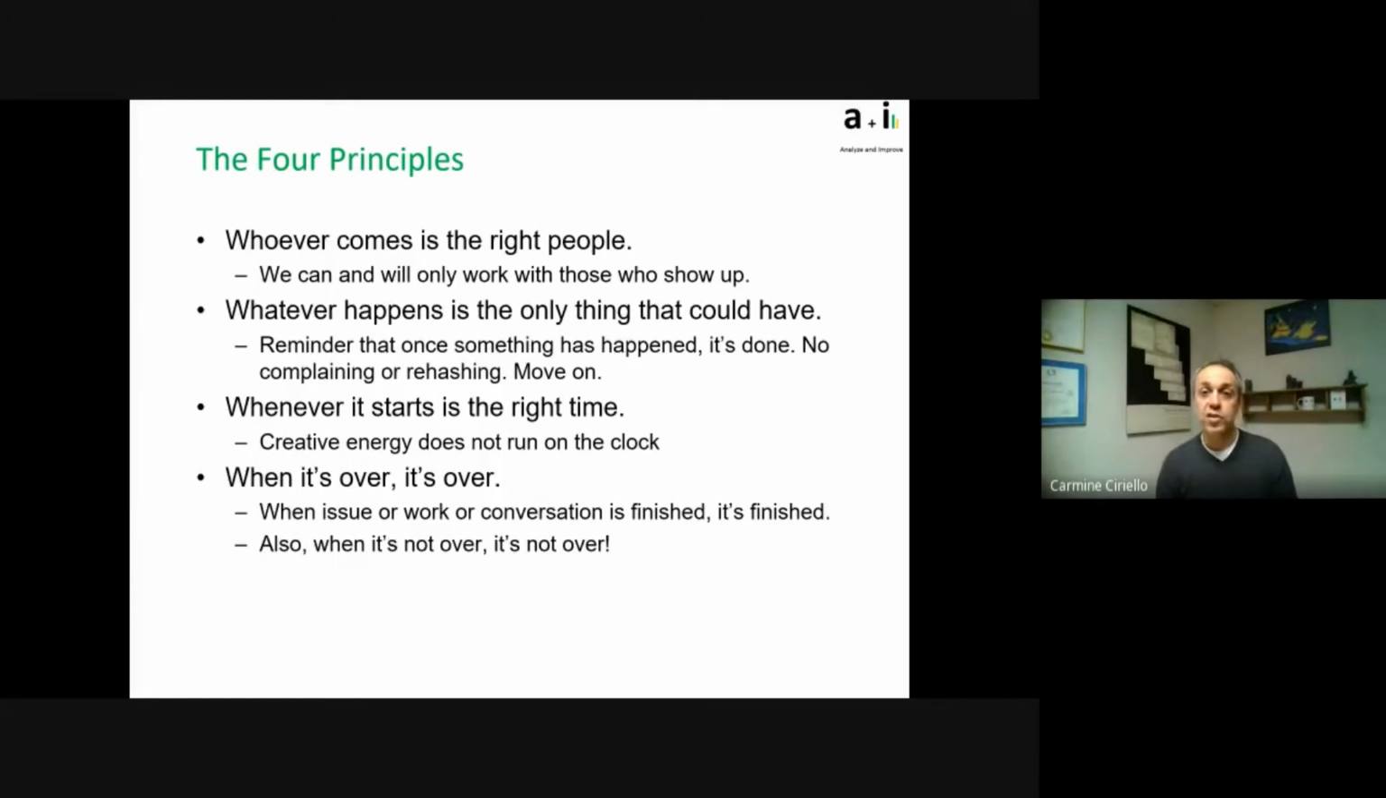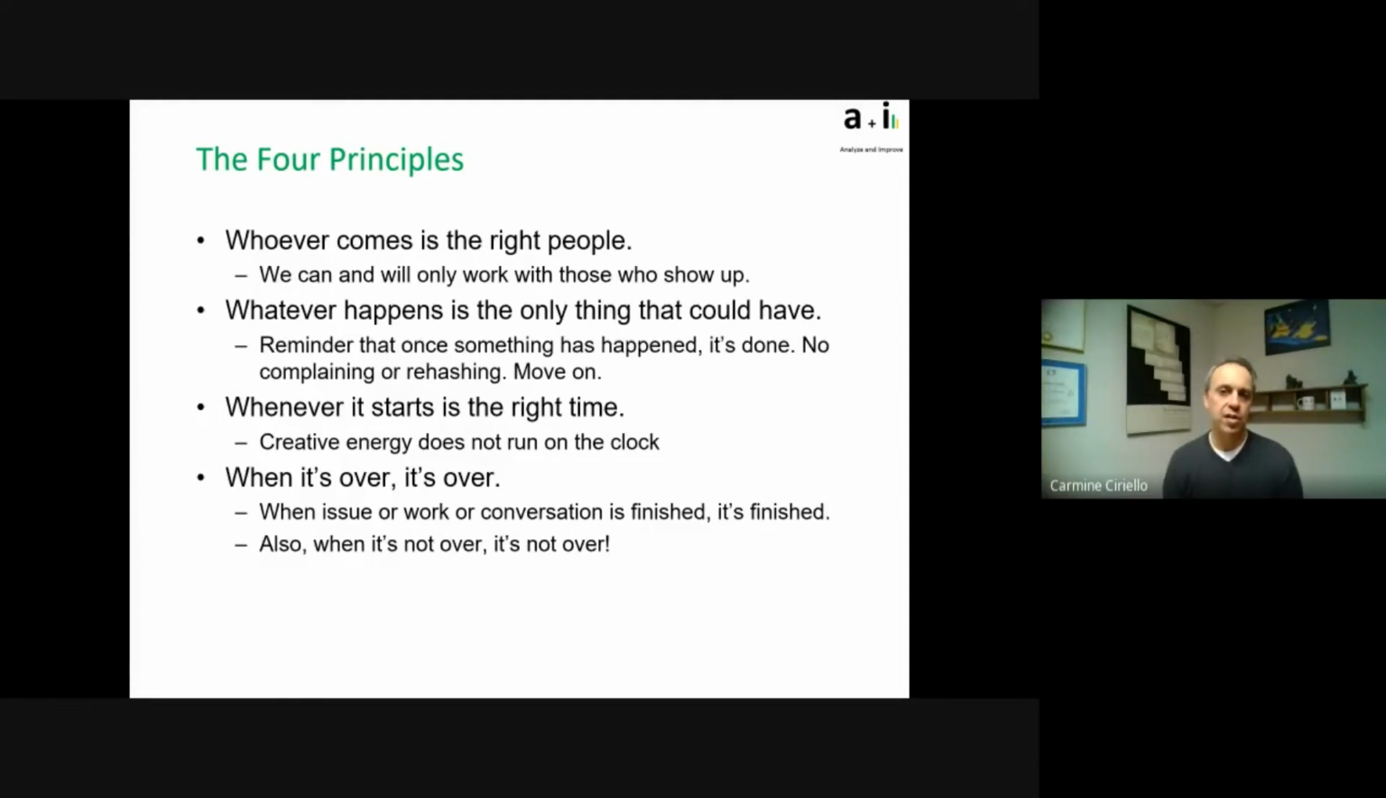So there are 4 principles in open space technology. The first one is whoever comes is the right people, meaning there are a lot of concerns that usually come up about not having the right people who showed up to a workshop or who even showed up to a breakout session. And we can and will only work with those people who show up. So don't worry on who's not there, it's who is there.